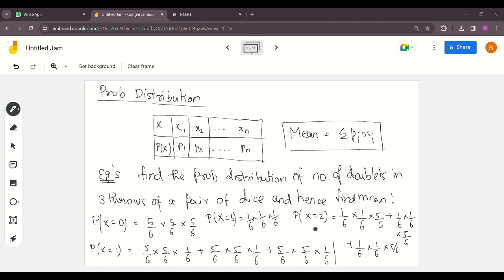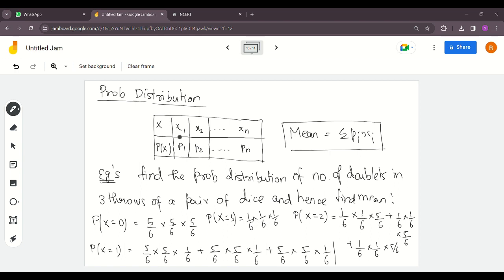Similarly, X equal to 2 means 2 doublets and 1 non-doublet. 2 doublets is 1 by 6 into 1 by 6, and 1 non-doublet is 5 by 6. This is for one arrangement, and for 3 throws of dice you will have to repeat it 3 times. And the probability of X equal to 3: everything is a doublet, so it is nothing but 1 by 6 into 1 by 6 into 1 by 6. This will be the value.